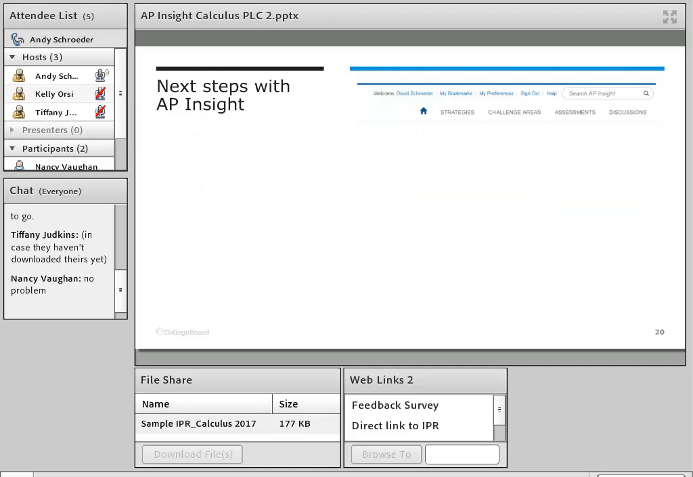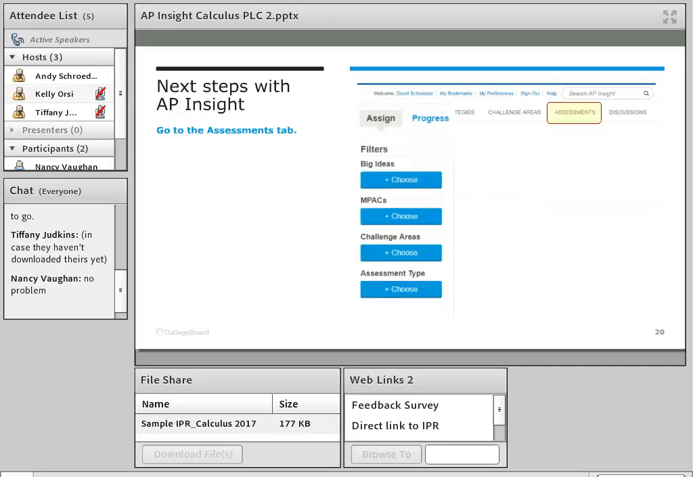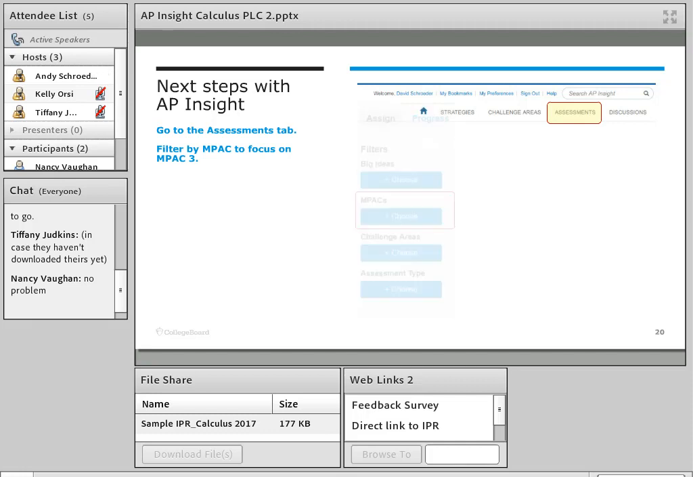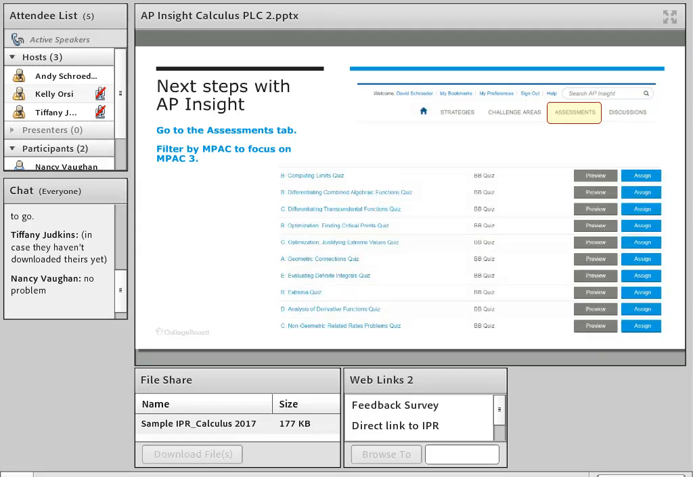Once again, when you're in it, of course, you go right to the Assessment tab. And again, I'm going to use certain filters. Now you can see there's the MPAC filter. So I'm going to use that, and I'm going to select the MPAC3. And now this time when I selected it, I got a very large pool of building block quizzes.